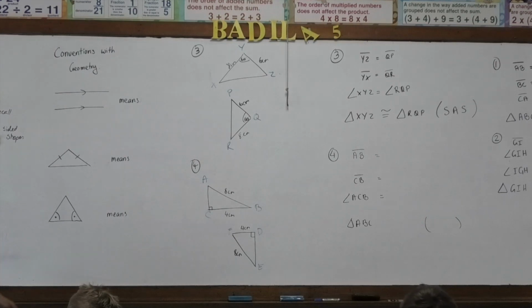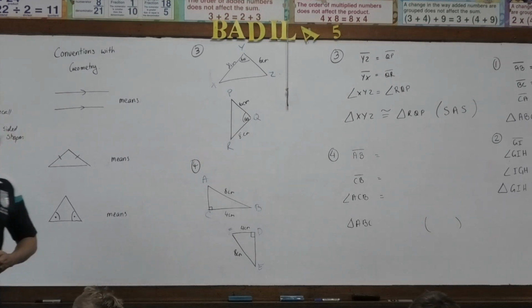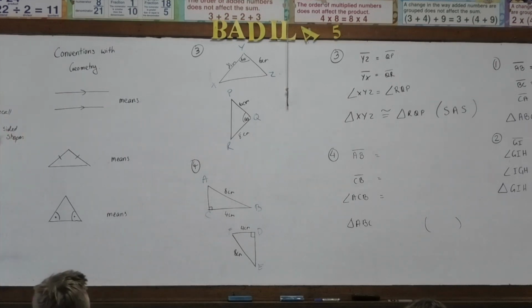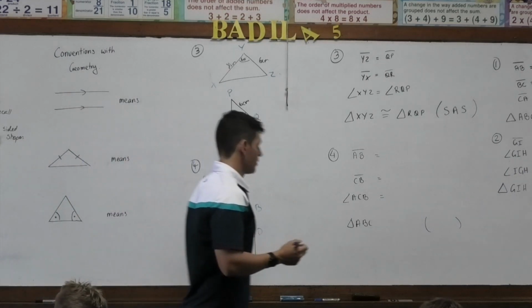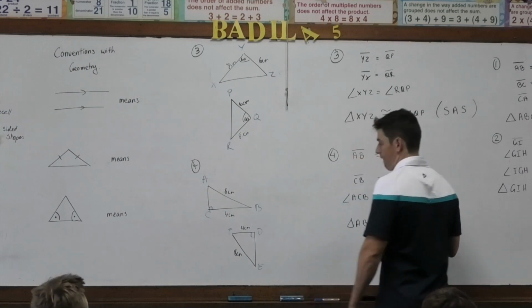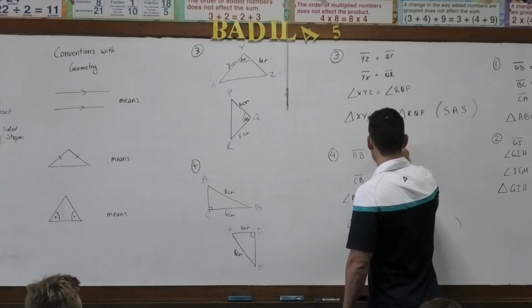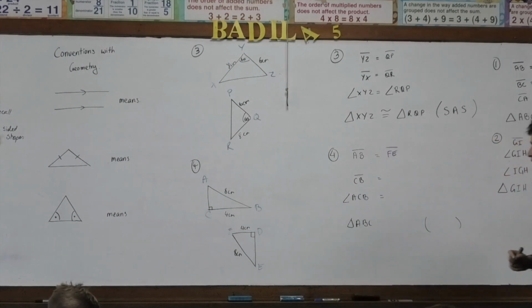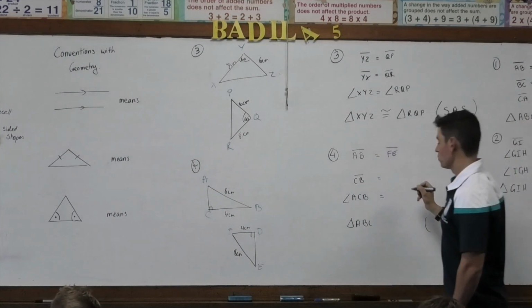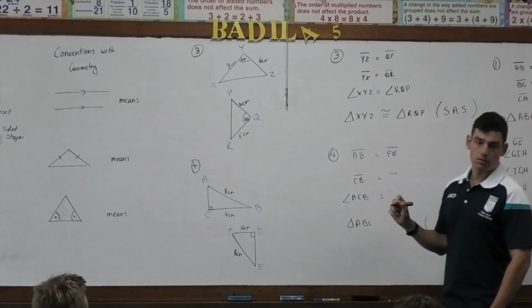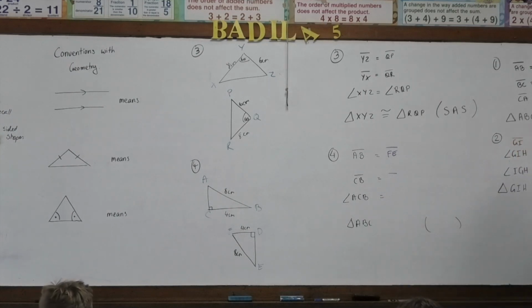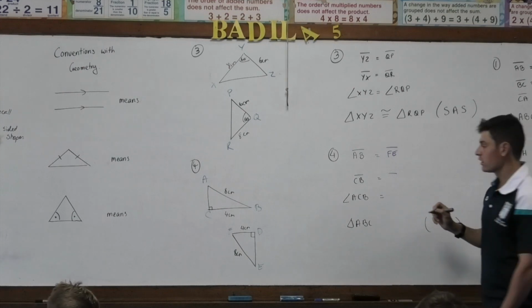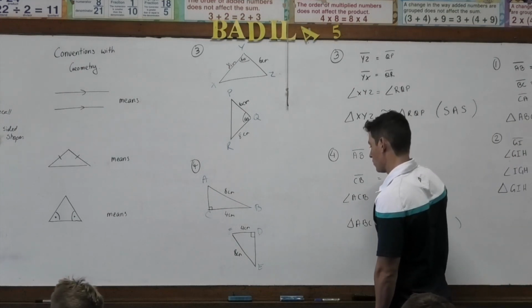Triangle 4. First line of working, thanks. Pat, AB is equivalent to? AB is equivalent to FE. Very good. AB and CB. You can do CB first if you like. CB is equivalent to, let's go, Sophie. DE. Very good.